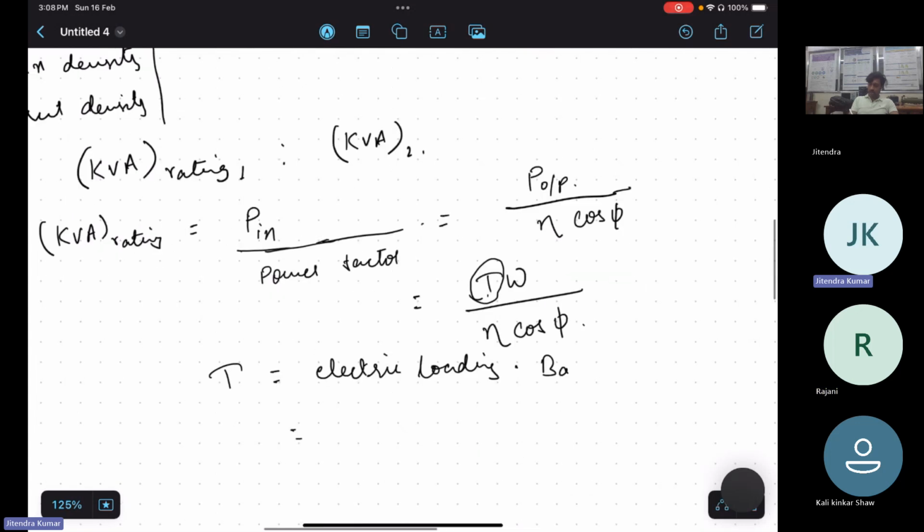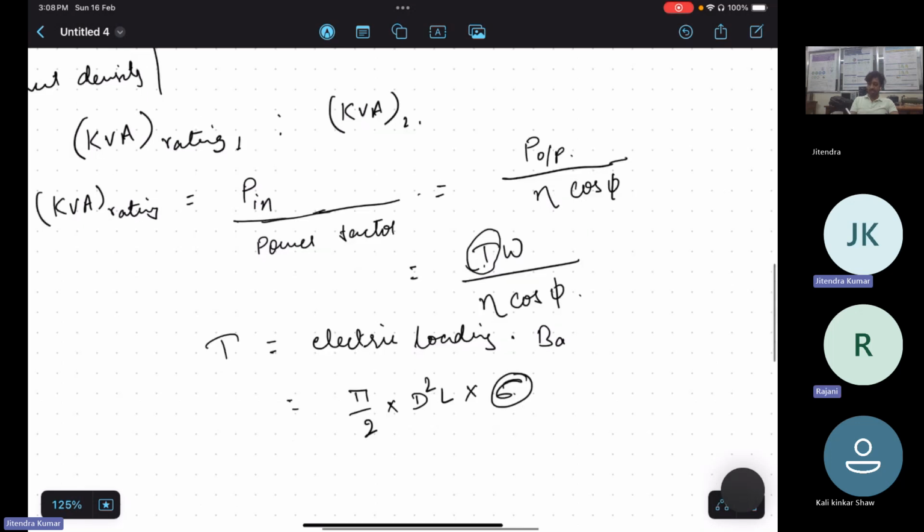Pi by 2 into D square into L into sigma. Sigma here is shear stress. And shear stress is nothing but the product of magnetic loading into electric loading. Okay, this is just the product.